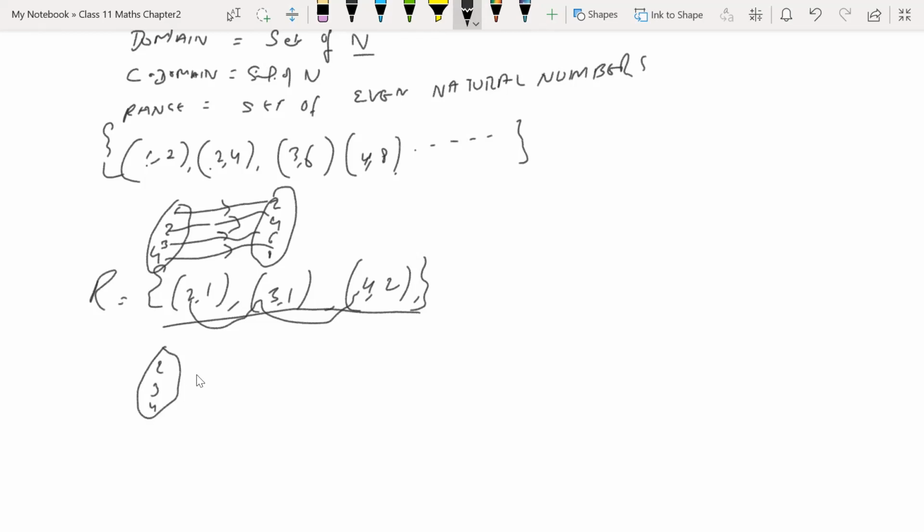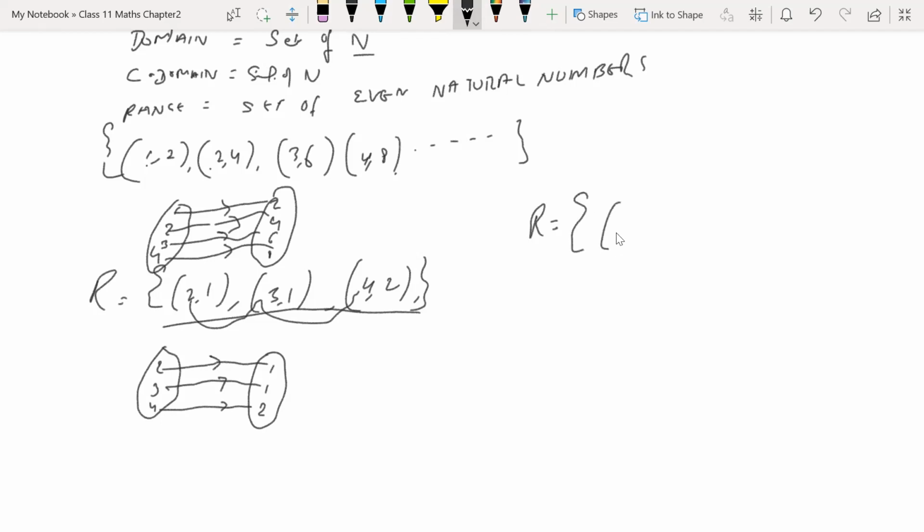2, 3, 4 map to 1, 1, 2. That means 2 has only one image, 3 has only one image, 4 has only one image. Then this is a function. Let's take one more example.